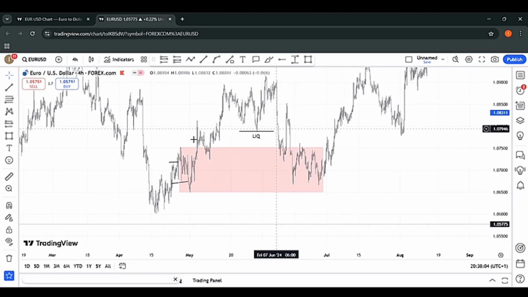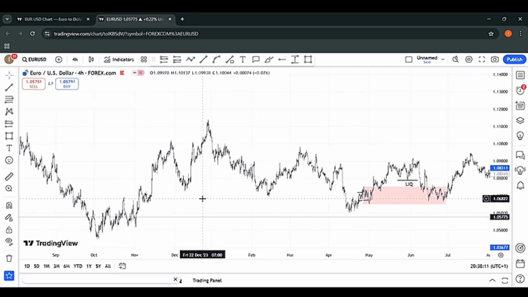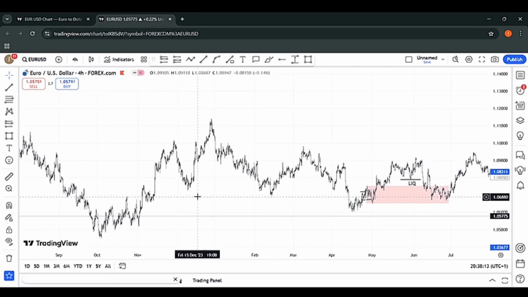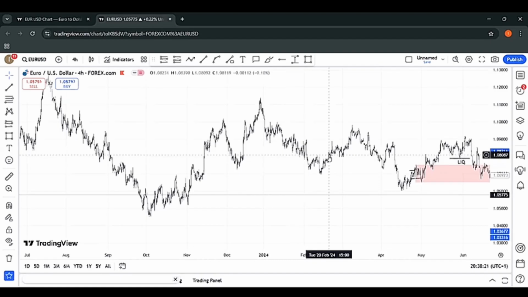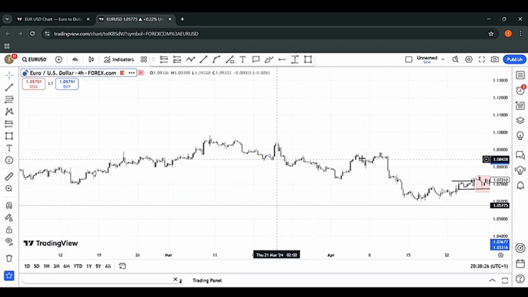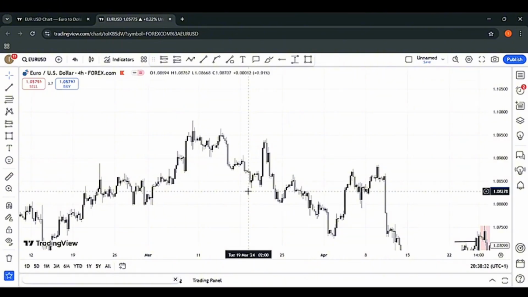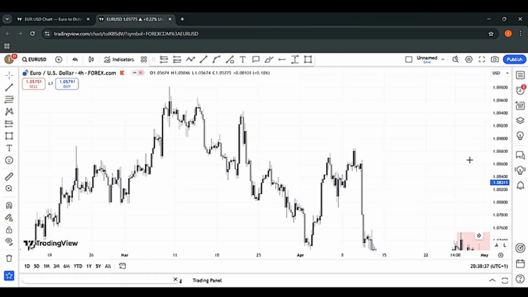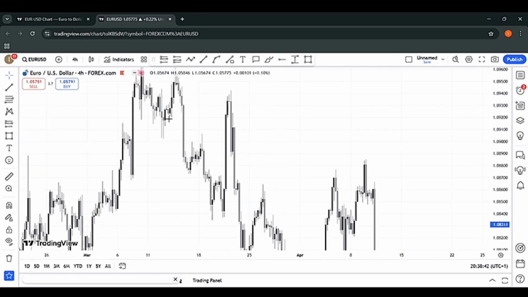Let's look for more examples. Let me zoom out to past data. Okay. I've seen one here. Look at this guy here. All right, this should also be an AOI. Yes, this should be an AOI. Now look at this also.